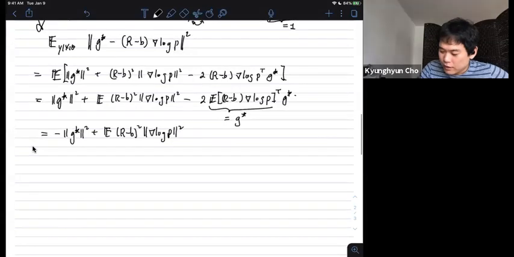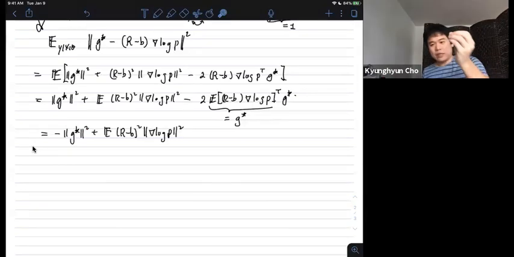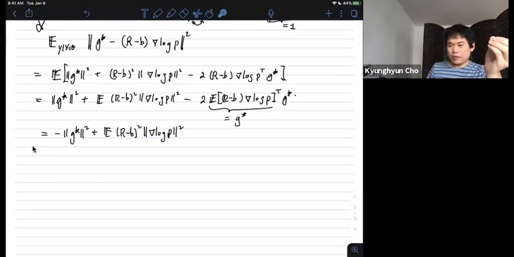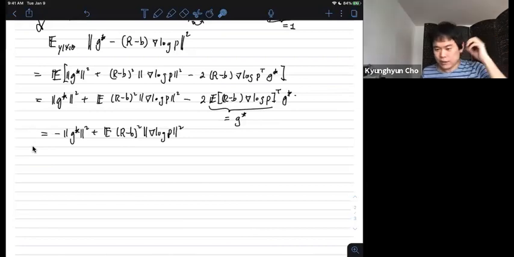And of course, the square norm of G star, we cannot do anything about it, right? That one is just given. How is it given? Because it's given by the reward, or the expected reward, and the reward is not something that we change ourselves. It's just given to us. But one thing that we can change is this B. What is this B, right? Can we choose this B ourselves?